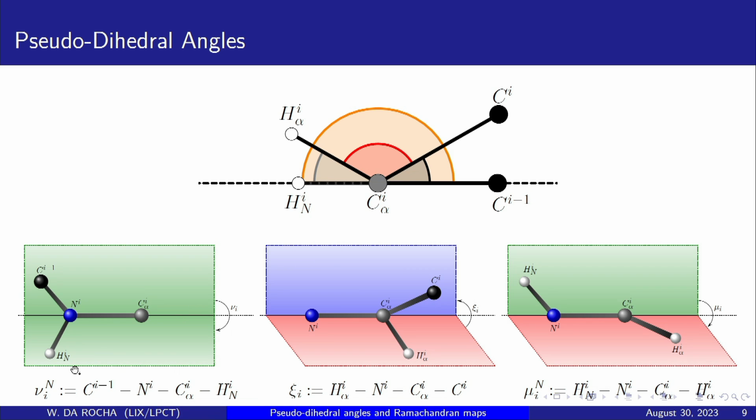Okay, and here below I have just the formal definition of these angles. Something interesting to remark is that for the angles mu and nu, I'm considering this superscript N because it's related to this HN atom. It will not be the case for proline because we don't have this atom.